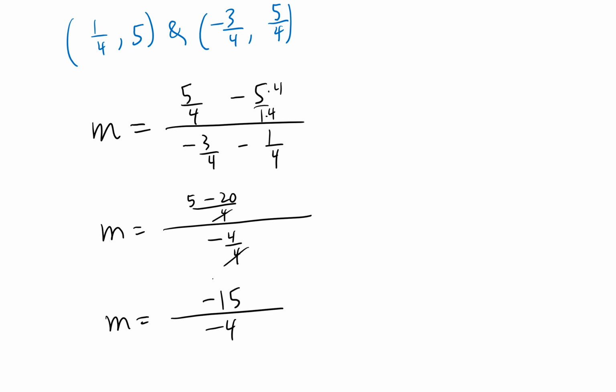So how did I cancel the 4's? Because you can multiply the top of each fraction by 4 and the bottom by 4. You can multiply the top and bottom of each fraction by any number you like. So what do we get here? The negatives cancel, it becomes 15/4. That's the slope of the line.